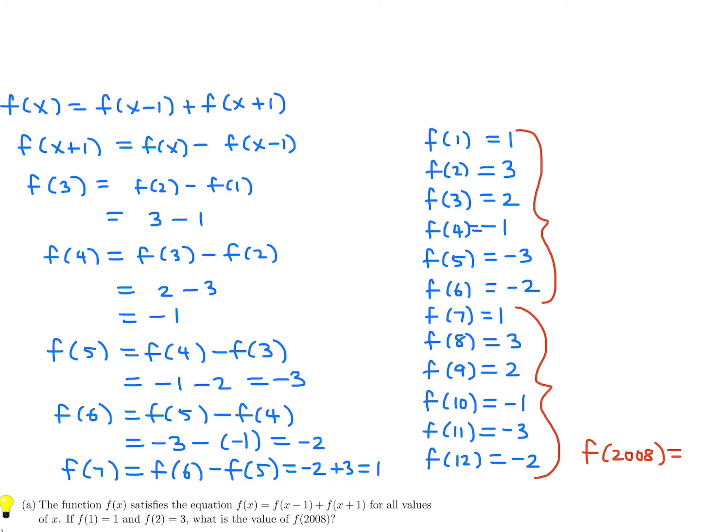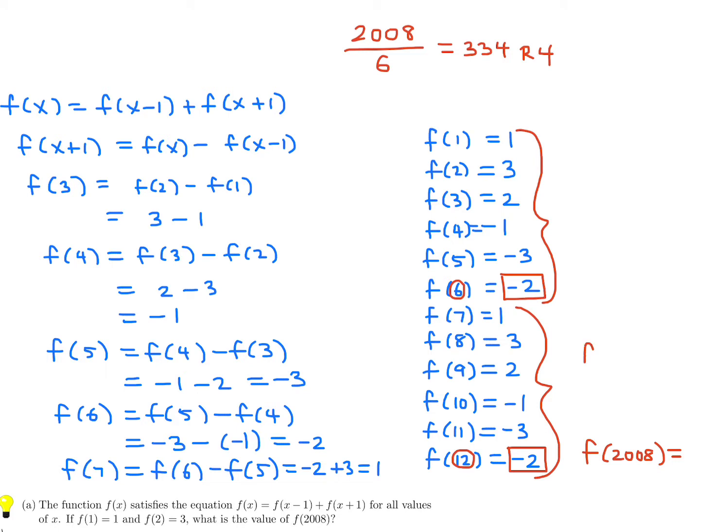What I'm going to do is just look at whenever the number is a factor of 6, it is going to be the same, right? It's going to be negative 2. So the first thing is, is 2008 a factor of 6? Is it divisible by 6, I guess? Same story. And the answer is no. Unfortunately, it's 334, but with a remainder of 4.